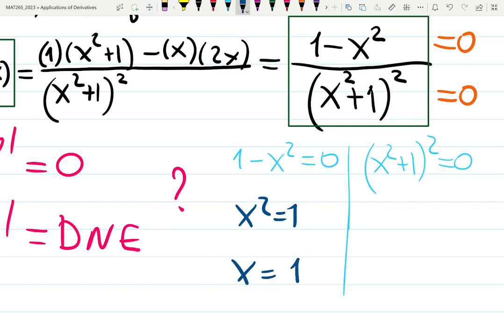Correct? Would it be 1 or plus and minus 1? What do you think? Plus or minus 1. Don't forget, every time you miss a negative answer, a panda is crying somewhere.